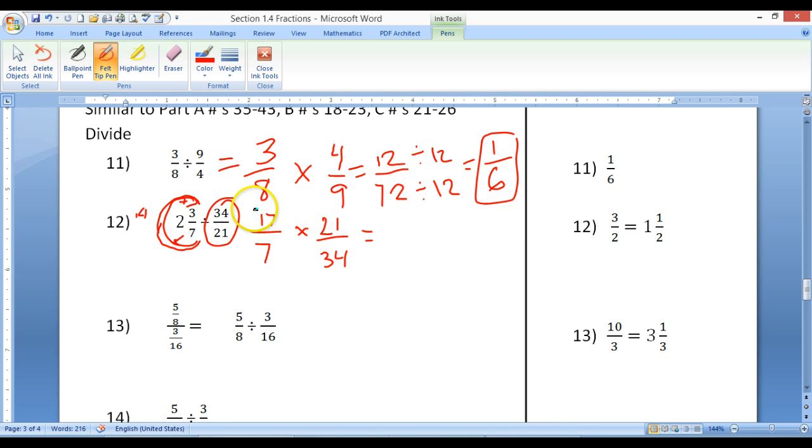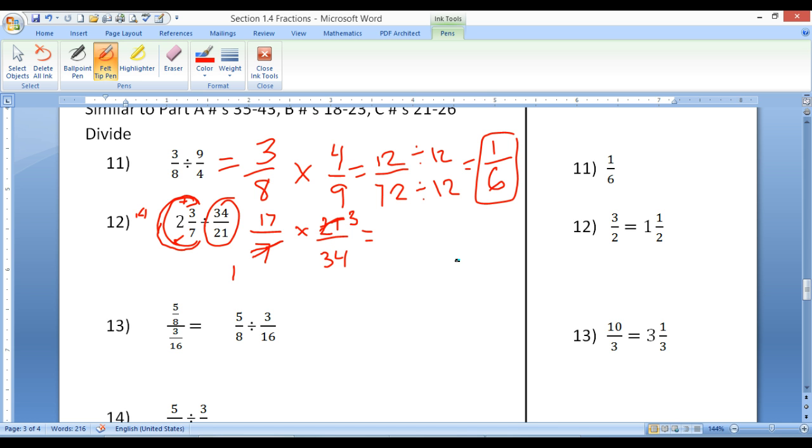And I can simplify any numerator, the 17 or the 21, with any denominator, 7 or 34. And whatever you do to the top, you must also do to the bottom. So I know 21 is divisible by 7. So I'm going to pick this numerator and this denominator and reduce them by 7. So 21 divided by 7 is 3, and 7 divided by 7 is 1. So now I have reduced this, and that saves me in the end from dividing by a 7.